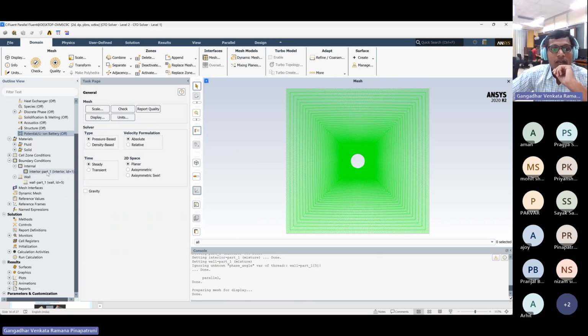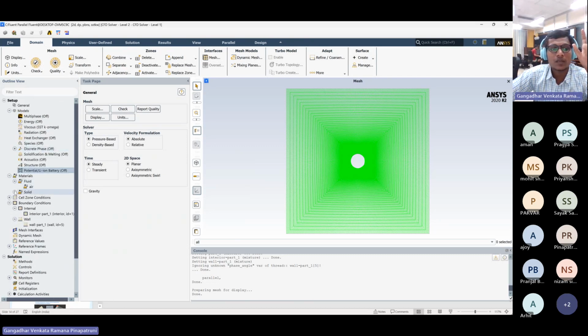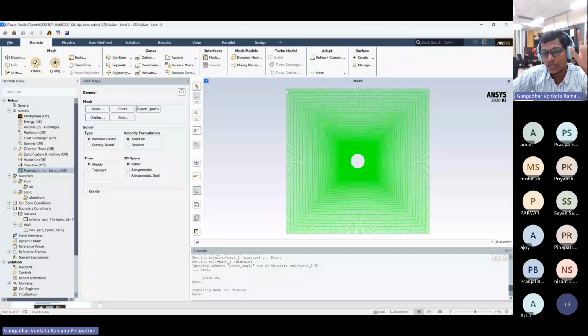So here, I don't have an option to give any kind of conditions. So let us stop it here because I missed some intermediate steps needed to simulate the flow over a cylinder, because what I need to do here is, this is my inlet, this area.